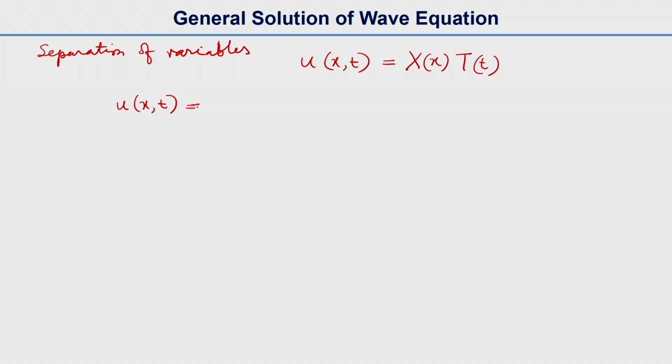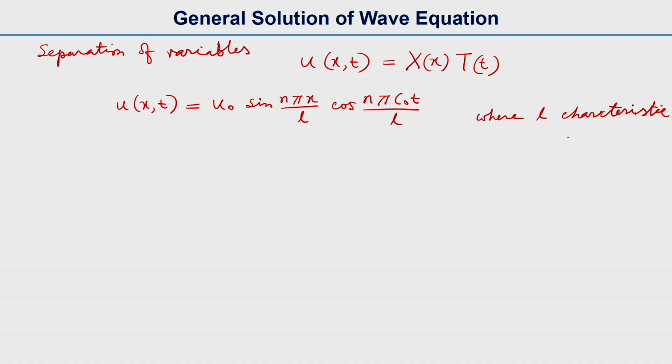we can have it like this: u naught sine of n pi x divided by L, cos of n pi c naught t by L, where L is called the characteristic length and c naught is the wave velocity. So, we have separated the variables.